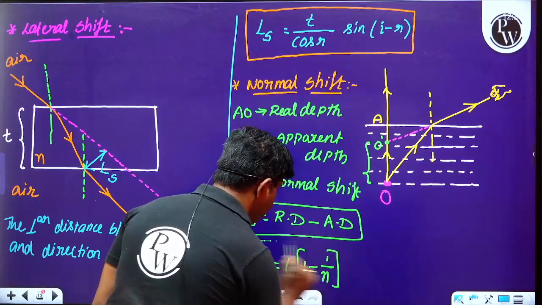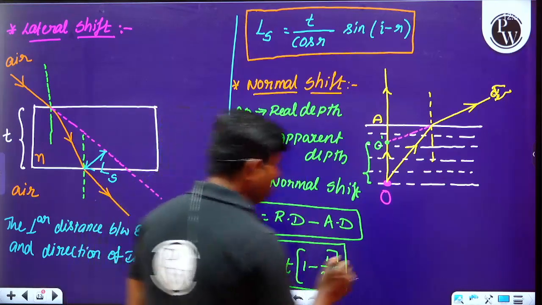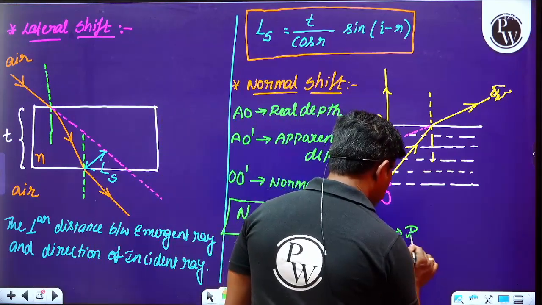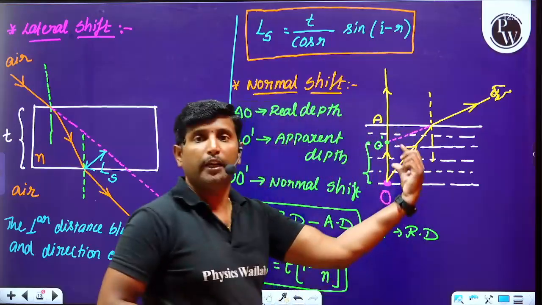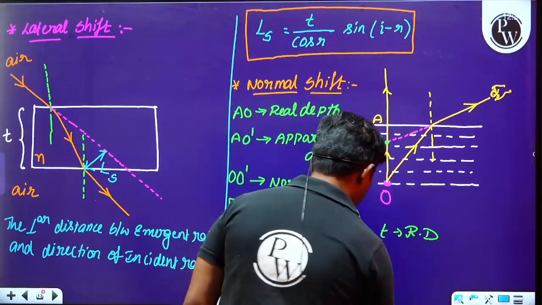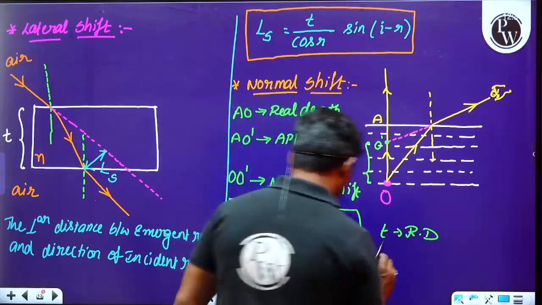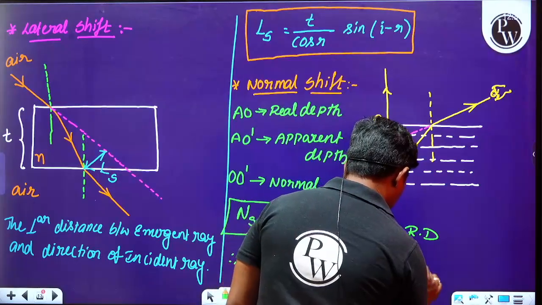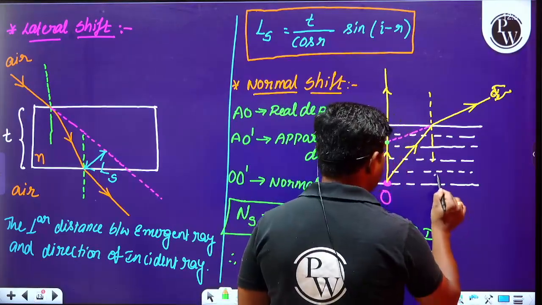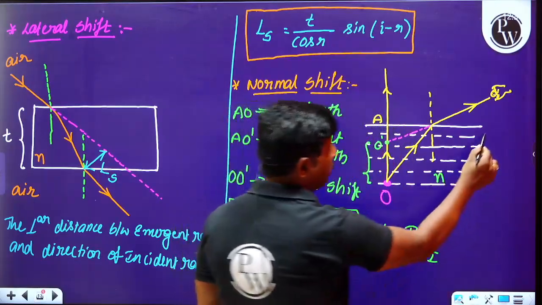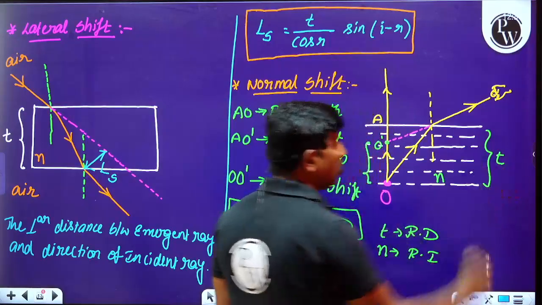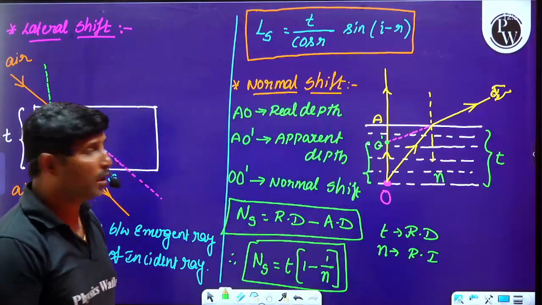What is the t here? t stands for the real depth of the object, and n is the refractive index of the medium.